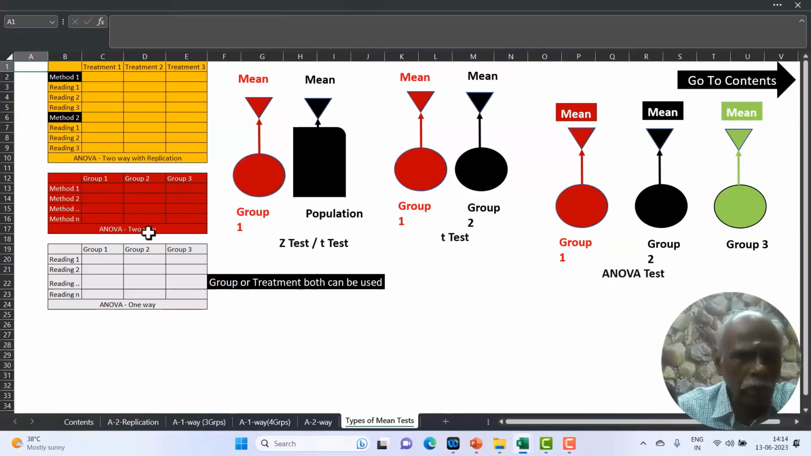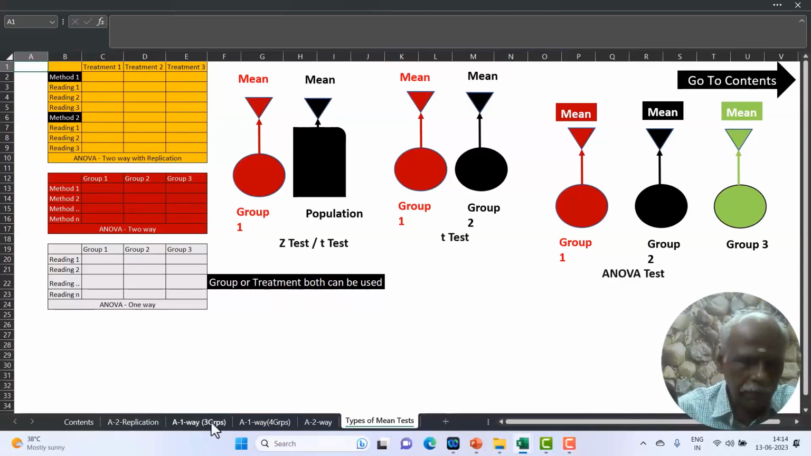But in order to overcome the noise factors, we take different readings, replications, repeat the experiments, repeat the trials, I would say. Because the entire thing is called an experiment, and each one particular test is called a trial. So reading 1, reading 2, reading 3, 3 readings for each method. This is called ANOVA two-way with replications. We will see one by one how to do it.